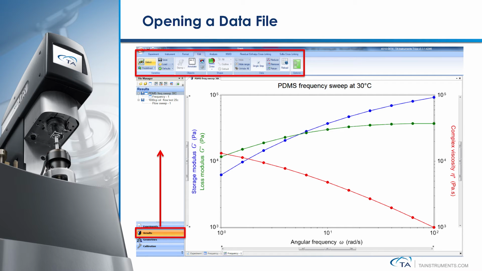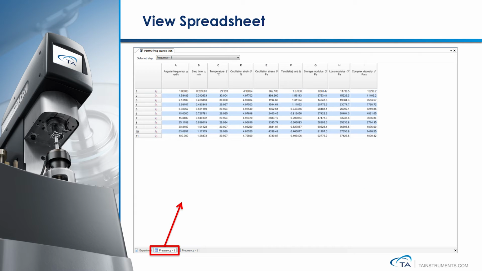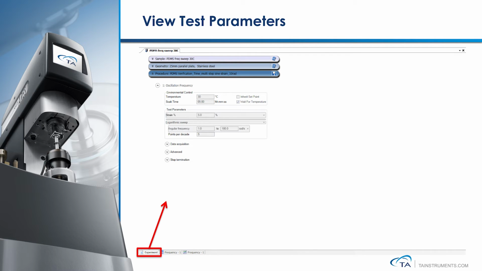When you open the data file, the file name will be listed under the results page. In the meantime, the upper TRIOS ribbon will display related functions for editing, formatting, and analyzing the tested results. Upon opening a data file, one should be able to view first the result data plot, second, the spreadsheet with all raw data in columns, and third, the original test setup parameters and geometry information.